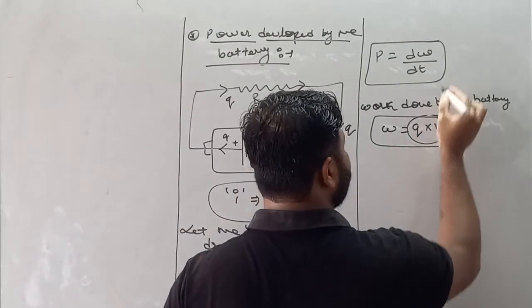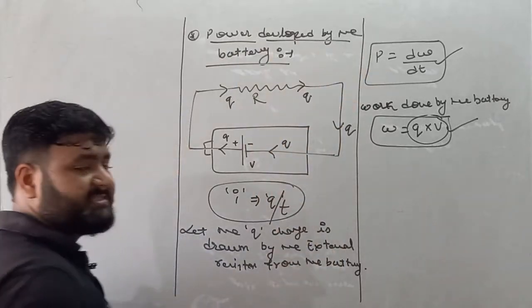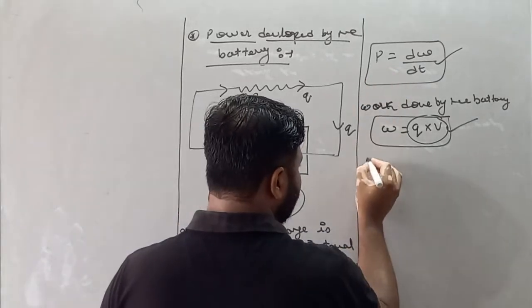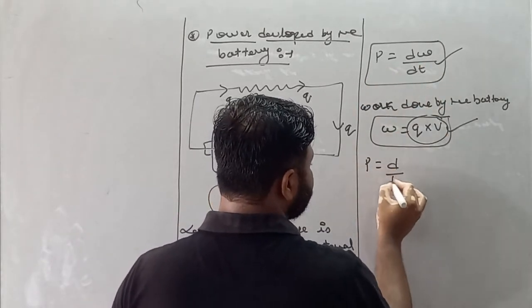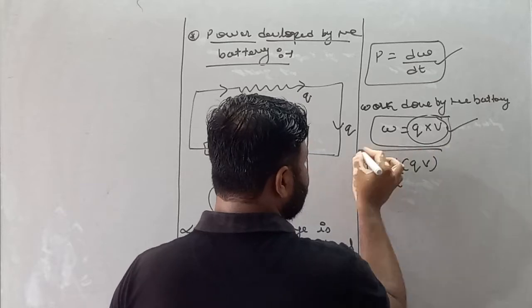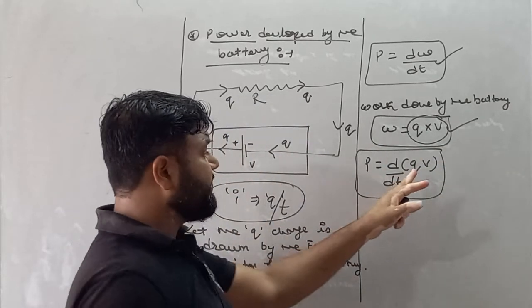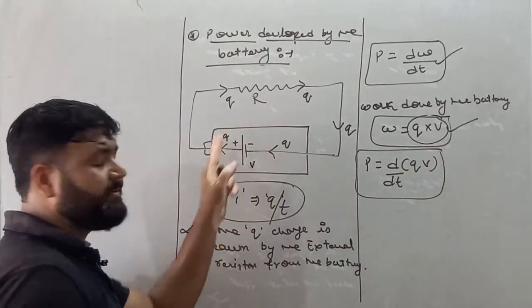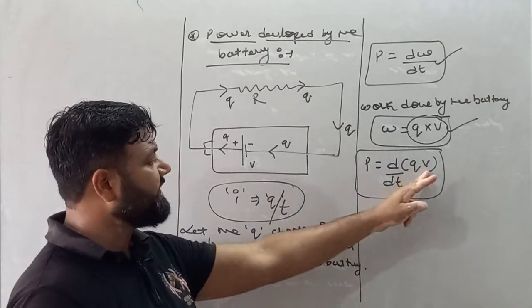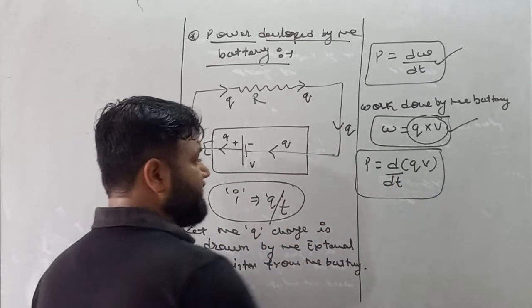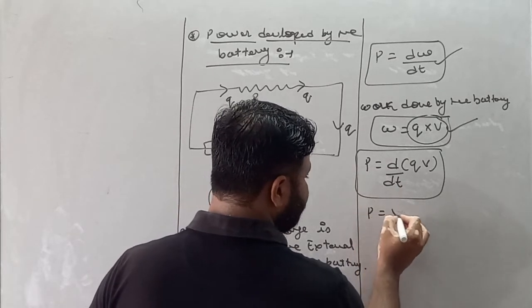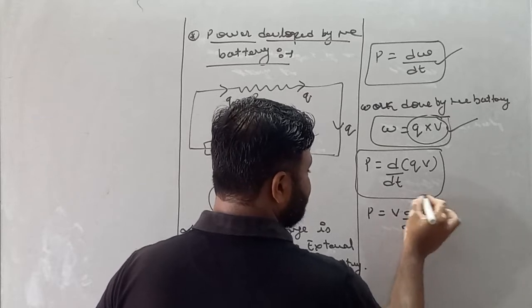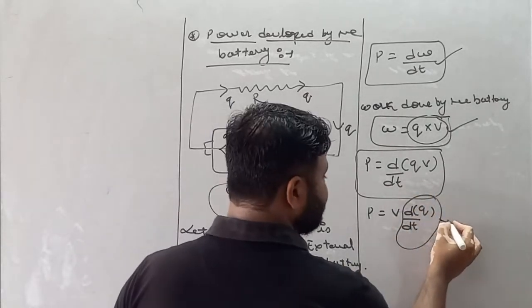Now let's put the value of W here, because we are considering the topic of power developed by the battery. So P is equal to W, which is QV. Now see, Q is charge and V is potential. If we have a battery whose potential is V, then we cannot change the potential of the battery. So V is nothing but constant. We know that a constant comes outside of differentiation. It is V d over dt of Q. We know that dQ by dt is nothing but current.